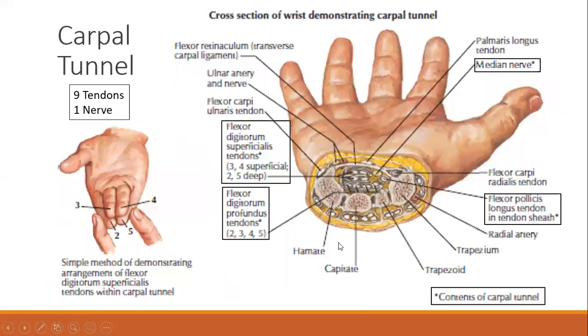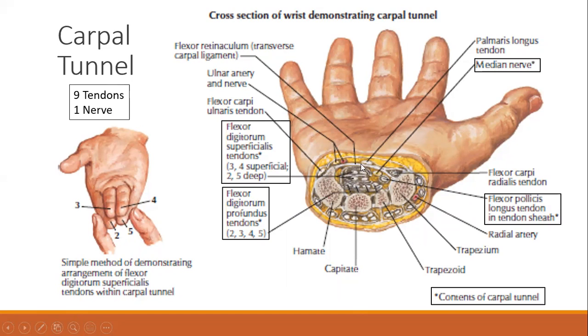So I love this cross section when talking about the carpal tunnel because it very obviously shows you a more 3D picture of what you're dealing with. So here's our flexor retinaculum coming across. And then here are our carpal bones. And then inside, this is our carpal tunnel.